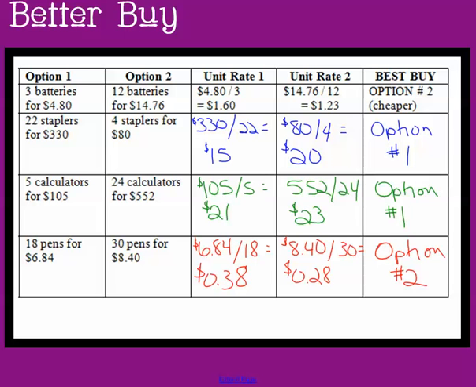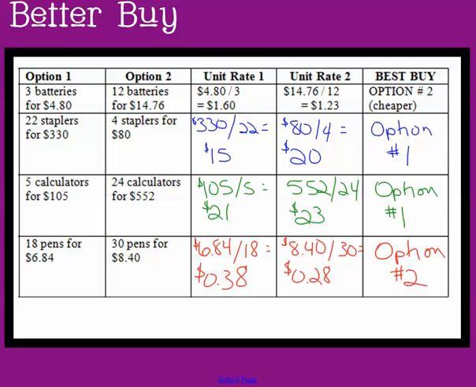Okay, take a look at this and see how your work compares. In the second line, when we're comparing 22 staplers for $330 versus 4 staplers for $80, we find that the first option is the better deal at $15 per stapler. When it comes to the calculators, in option 1, we're paying $21 per calculator. Option 2, we're paying $23, so option 1 is our better purchase.